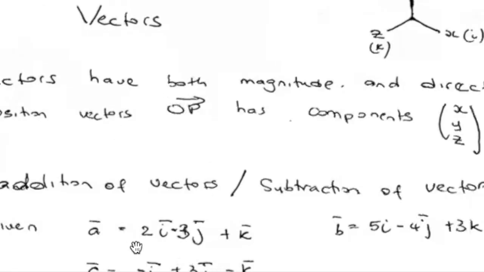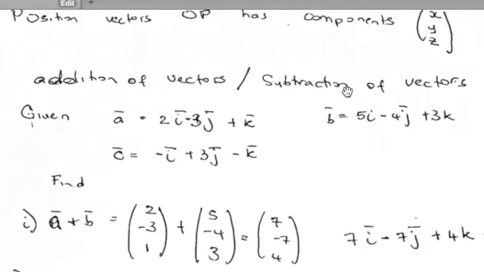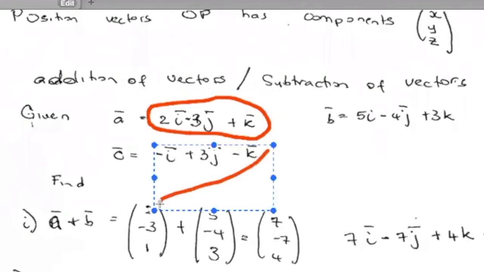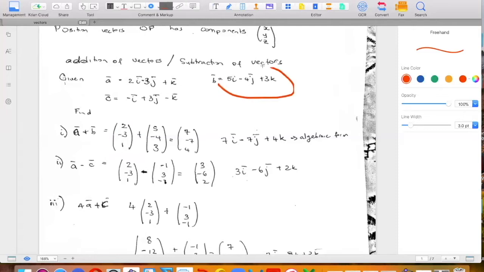So we are going to do this operation where we're going to add a plus b. We are going to write the vectors in column vector form. So we have a, which is 2i minus 3j plus k. For this, we're going to take the coefficients of the letters in the algebraic form. So we have 2, negative 3, and 1. And as you can see, we have this in the column vector form. Looking at b, we need to take the coefficients 5, negative 4, and 3. And here you can see we have it in the column form.